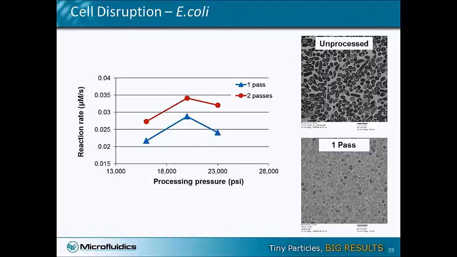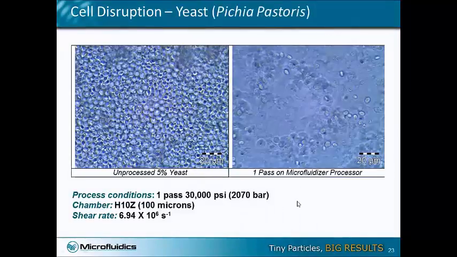The next example is a disruption of the yeast cell. Like I mentioned before, yeast cells usually require higher pressure. So this test was done at 30,000 psi. The material is 5% yeast in the aqueous phase, and after just one pass, you can see visually that the majority of the cells are ruptured, which achieved a pretty high efficiency.